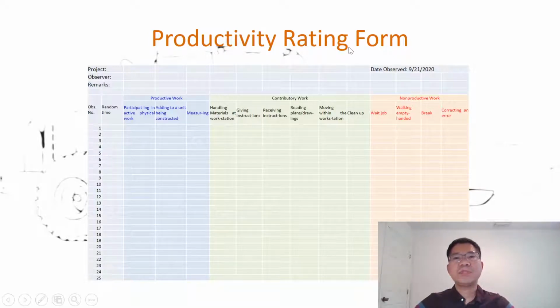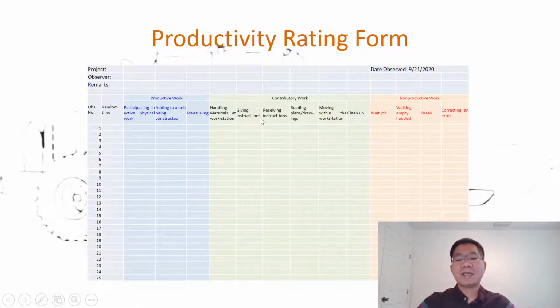With the productivity rating form, we can identify at a certain instant whether a crew member is productive, contributory, or non-productive by looking in detail at whether he or she is participating in active physical work, measuring, or weighing a job, etc. So you can classify.